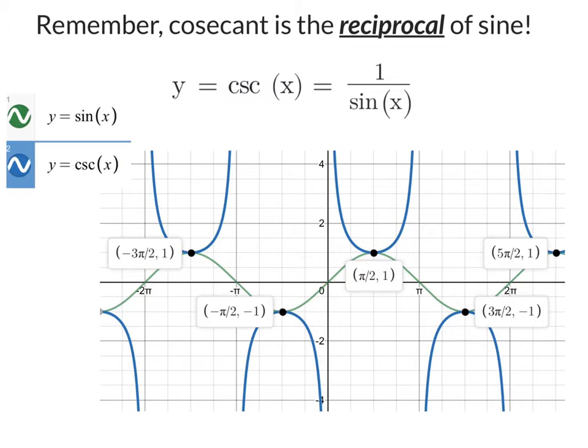So if our fraction is sine of x over 1, if I flip that and take its reciprocal, I get 1 over sine of x, which gives me the function cosecant. So that's just a reminder. We know this, not brand new information. There's a couple of things that happen to the graphs of both of these functions.